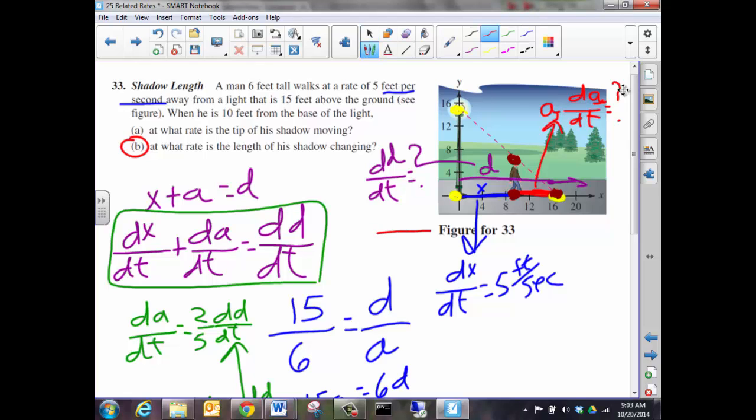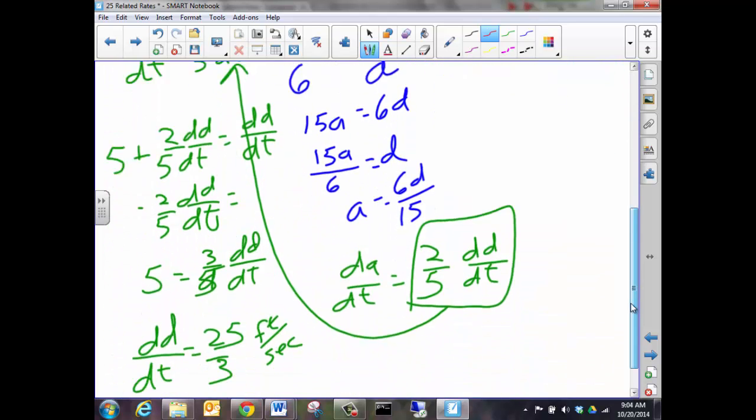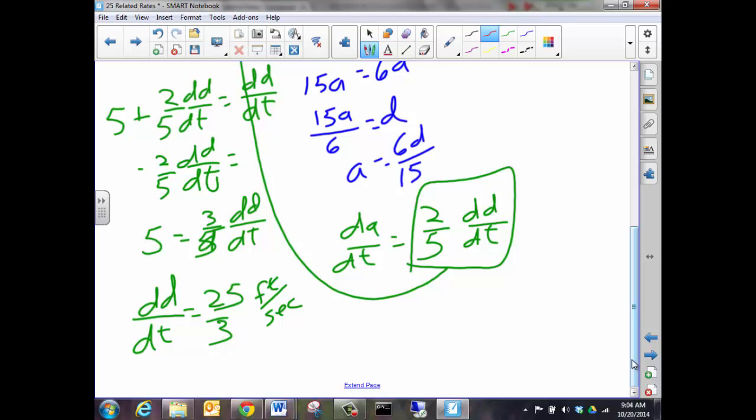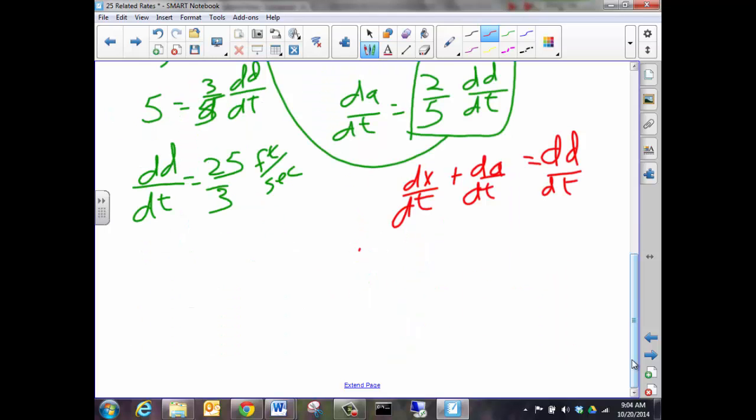Look at this right here. We've got dx, we've got dd, we can find dA, can't we? Very good. So if we do that, we've got 25 over 3. So dx plus dA equals dd is what we said. We know that's 5. We're looking for him. And we know this is 25/3.